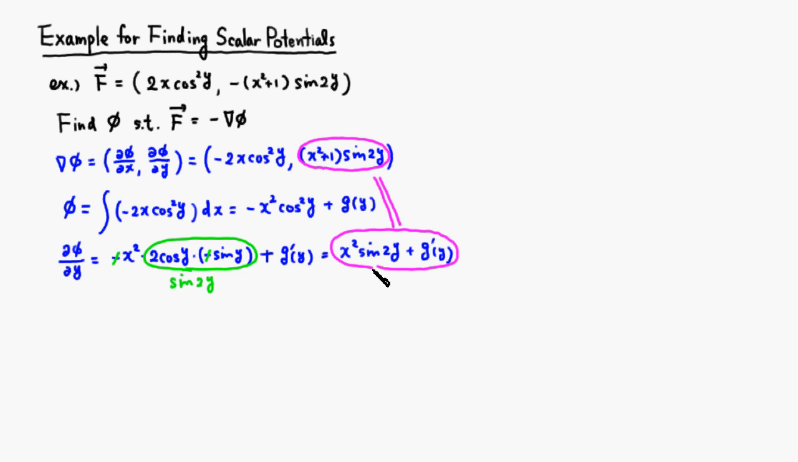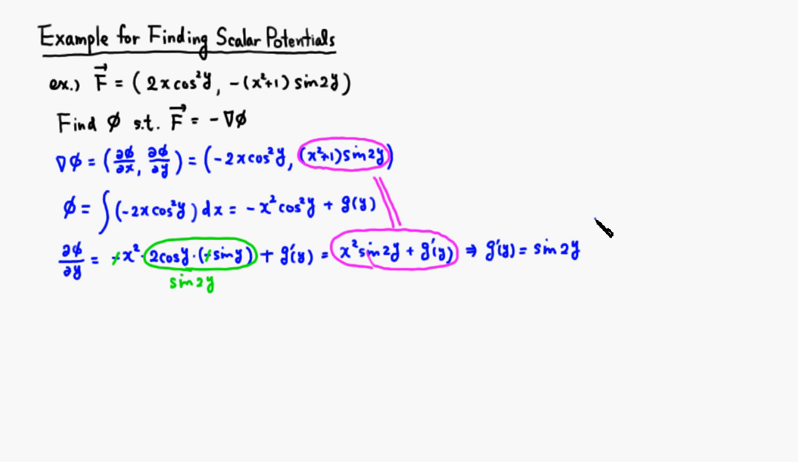Alright. Then you notice that here you have x squared sine of 2y and x squared sine of 2y, so those are matched up. But we still have 1 times sine of 2y, so that's got to be that one. So this tells us that g prime of y is equal to sine of 2y.